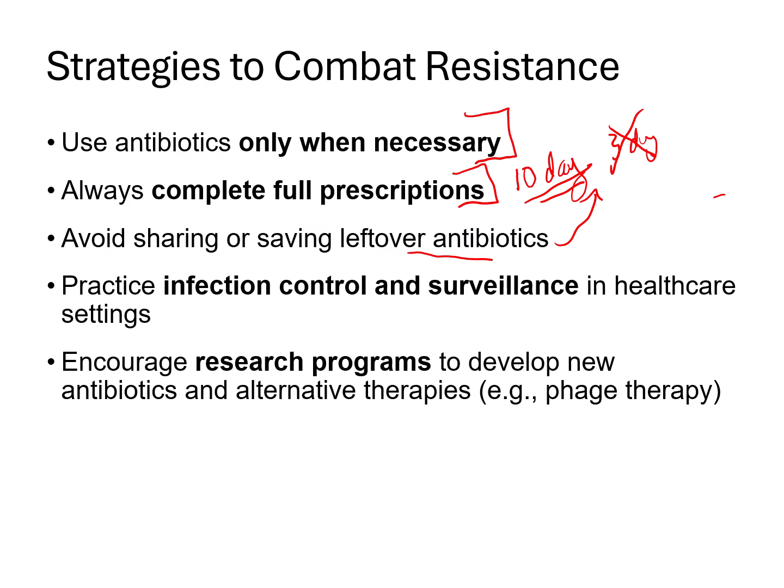We also want to make sure we practice infection control and surveillance. So what this means is that we have to identify which bacteria are becoming resistant and where the outbreaks are happening. We want to encourage research programs to support the development of new antibiotics or alternative therapies like phage therapy. So phage therapy is interesting. It's using phage, these are viruses that infect bacteria, to kill bacteria instead of using traditional antibiotics.